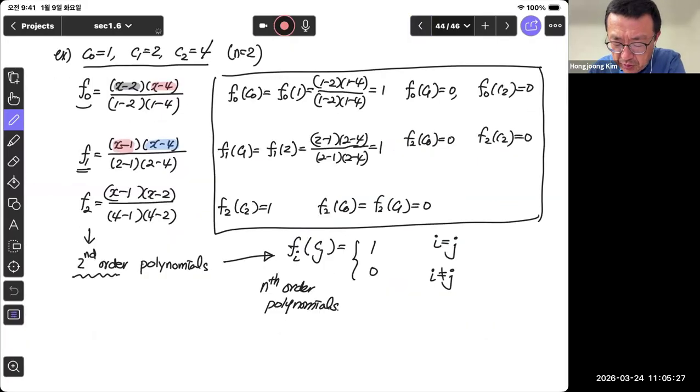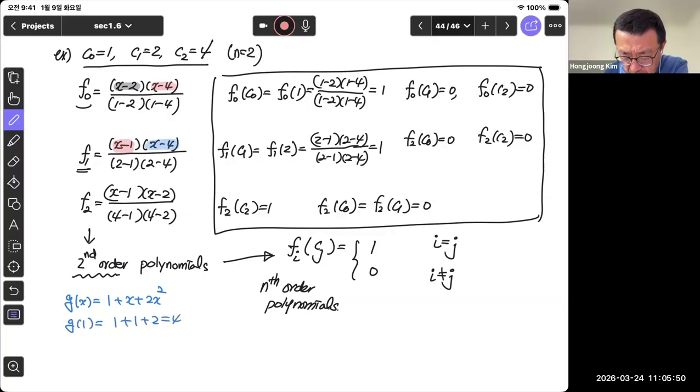So let me go back to the previous example. If I consider any polynomial, say g of x defined by 1 plus x plus 2x squared, then what is g of 1? That is 1 plus 1 plus 2, which is 4. g of 2 will be 1 plus 2 plus 4 times 2 is 8, so 11. g of 4 will be 1 plus 4 plus 16 times 2 is 32, so 36, which is 37.